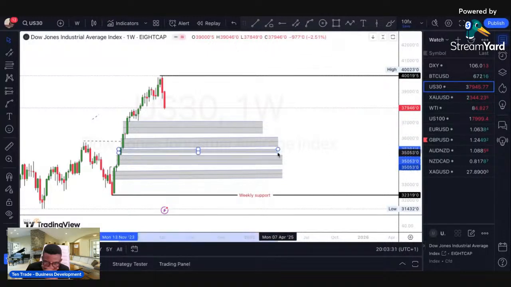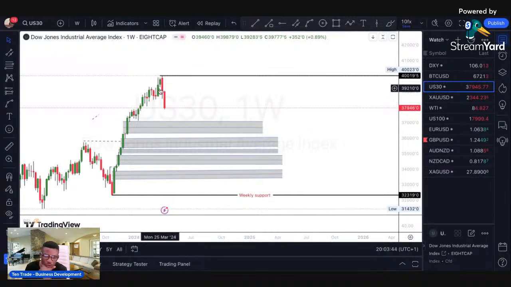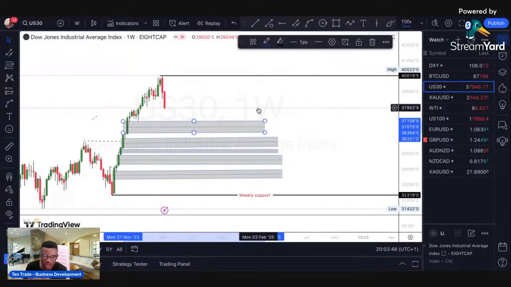We mark. Is there any other imbalance? Looking carefully at the chart. Nothing more. Good. There is no other imbalance on the weekly time frame.